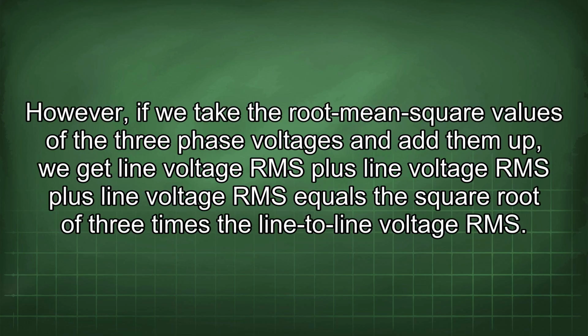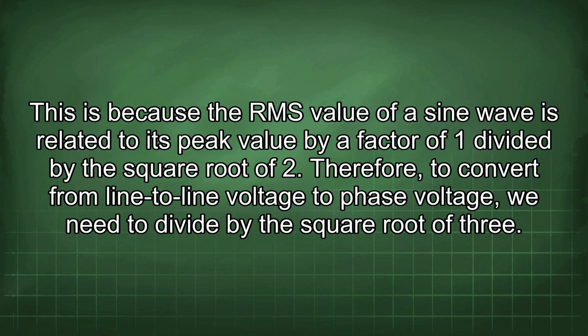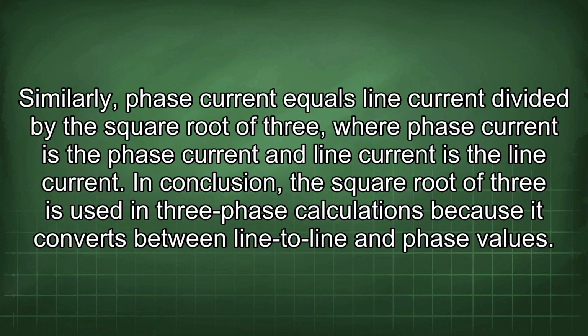However, if we take the root mean square values of the three-phase voltages and add them up, we get line voltage RMS plus line voltage RMS plus line voltage RMS equals the square root of 3 times the line-to-line voltage RMS. This is because the RMS value of a sine wave is related to its peak value by a factor of 1 divided by the square root of 2. Therefore, to convert from line-to-line voltage to phase voltage, we need to divide by the square root of 3. Similarly, phase current equals line current divided by the square root of 3.